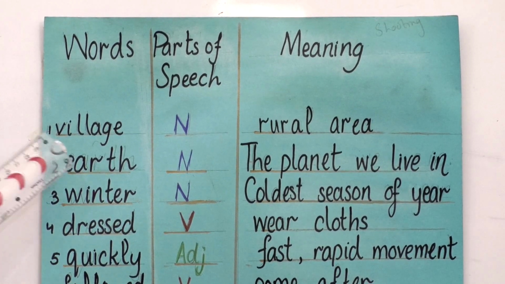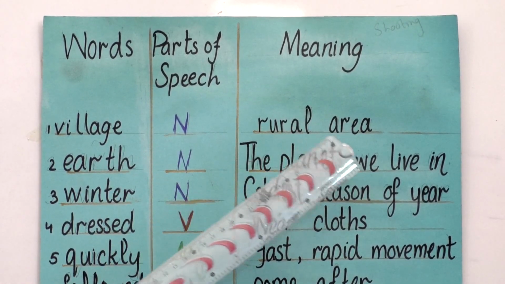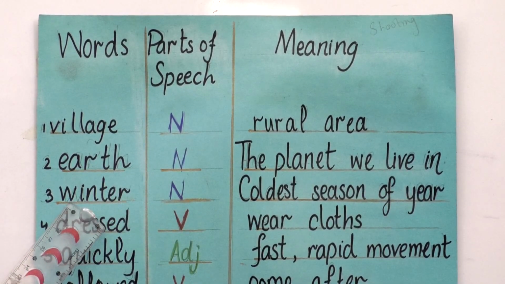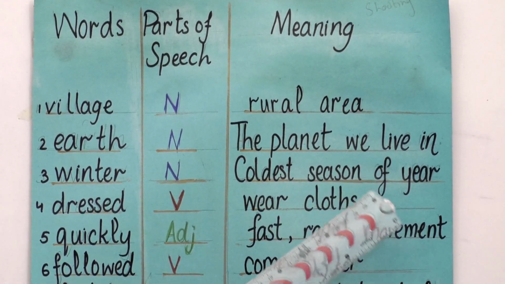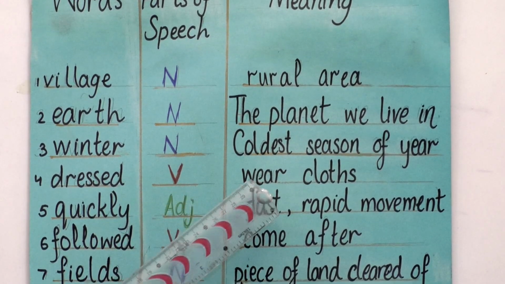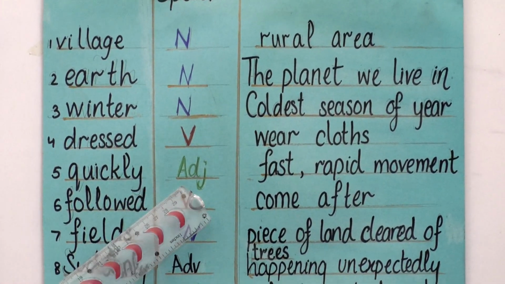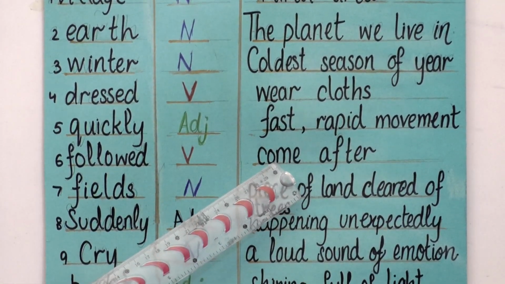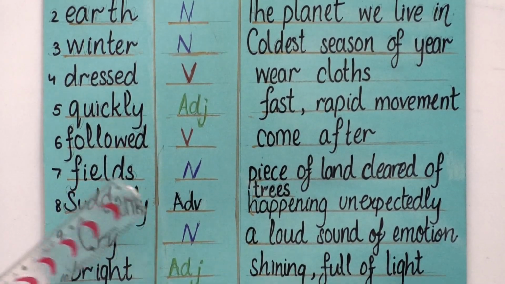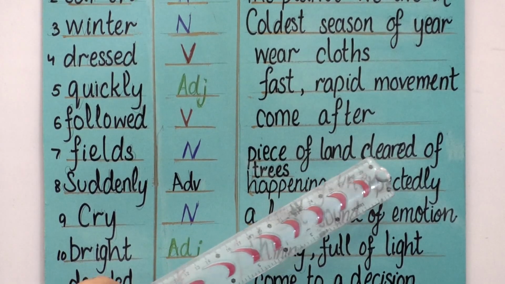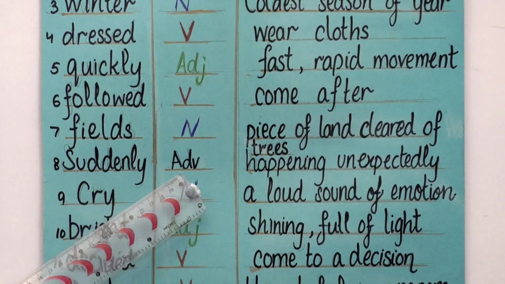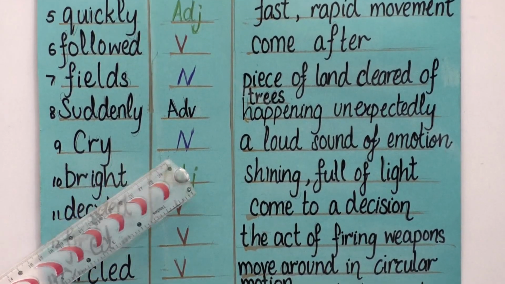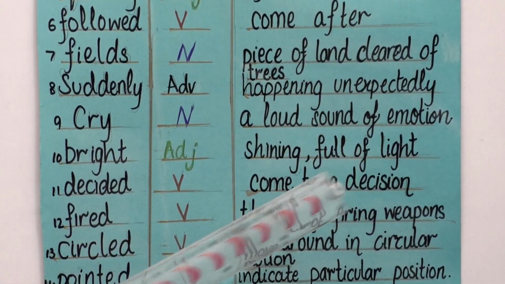Let's revise the meanings. Village, noun, rural area. Earth, noun, the planet we live in. Winter, noun, coldest season of the year. Dressed, verb, wear clothes. Quickly, adjective, fast, rapid movement. Follow, verb, move after, come after. Fields, noun, place of land cleared of trees. Suddenly, adverb, happening unexpectedly. Cry, noun, a loud sound of emotion.